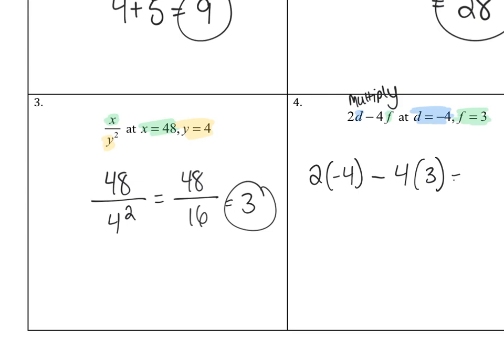Okay? And then if I follow PEMDAS, I'm going to do the times first, right? So 2 times -4 is -8, minus 4 times 3, which is 12. Following integer rules, notice that these have the same sign. They both have negative signs, so you're going to add and keep the sign. So your answer should be -20. And that's your final answer there.